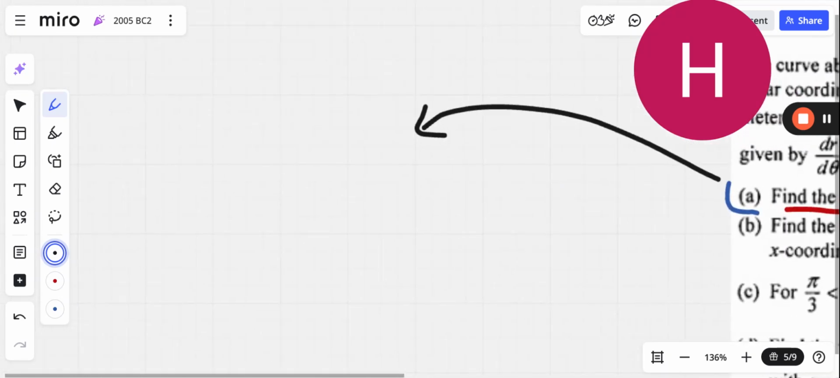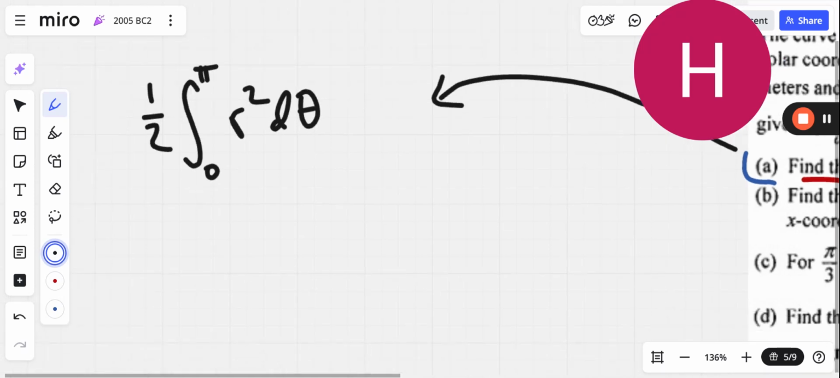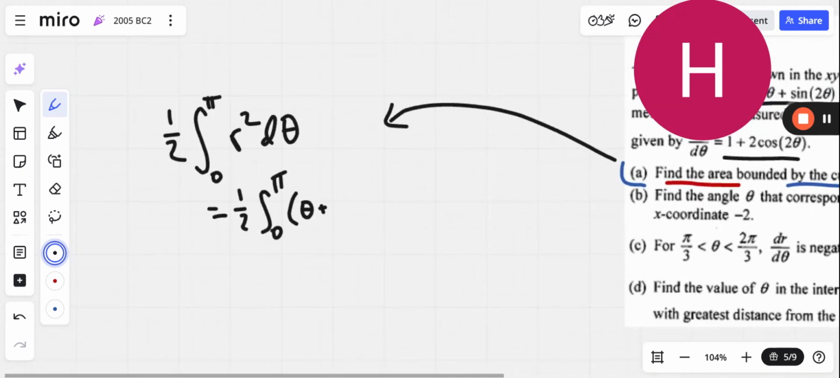And so we have 1/2 integral from 0 to pi of r squared d theta. So this is going to be 1/2 integral from 0 to pi of theta plus, oh, interesting, theta plus sine of 2 theta, squared.